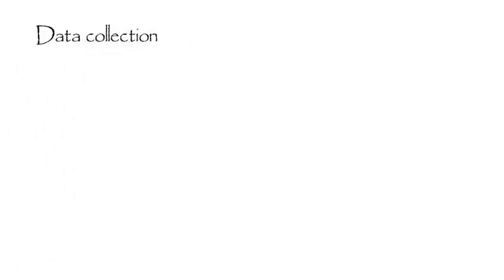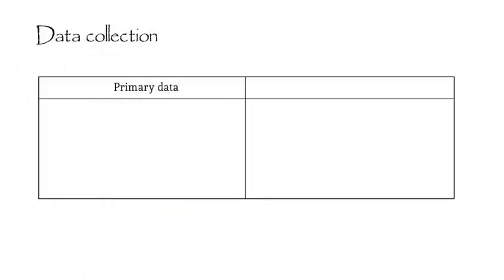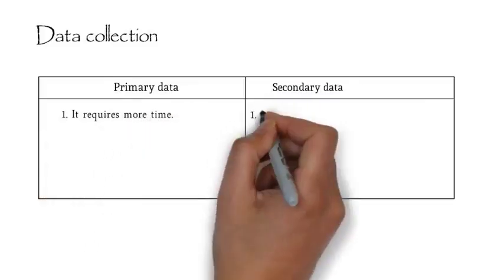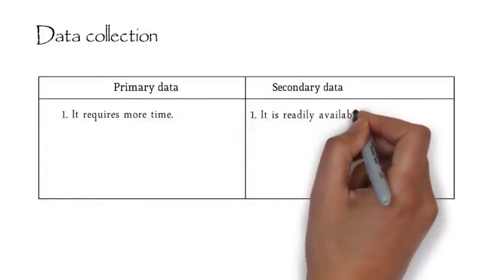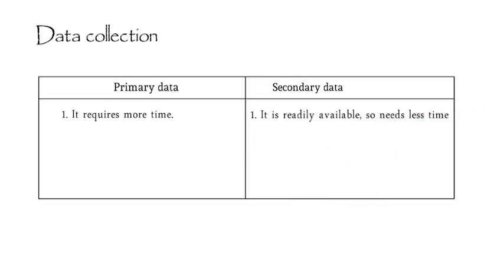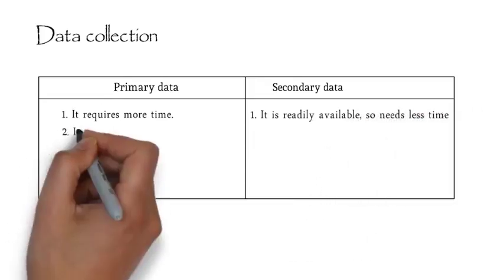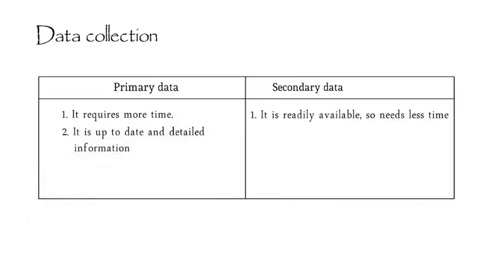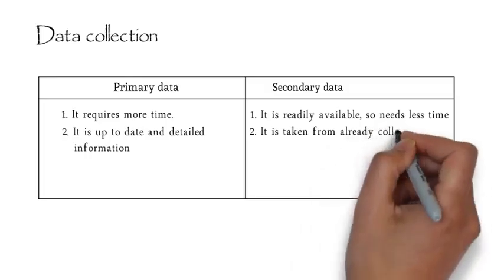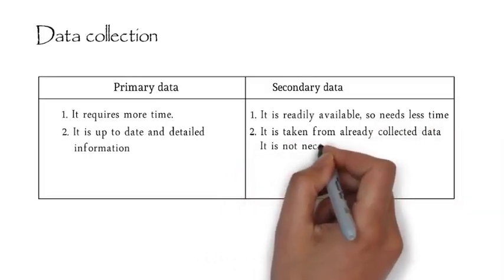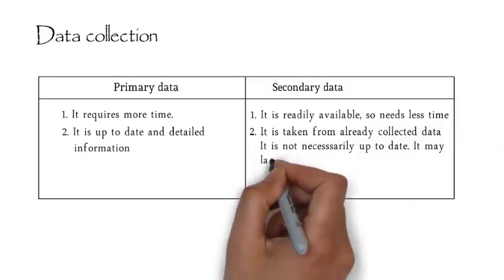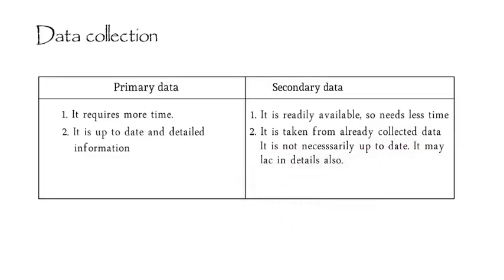Data collection. Primary data requires more time. Secondary data is readily available, so it needs less time. Primary data is up-to-date and detailed information. Secondary data is taken from already collected data. It is not necessarily up-to-date. It may lack details also.